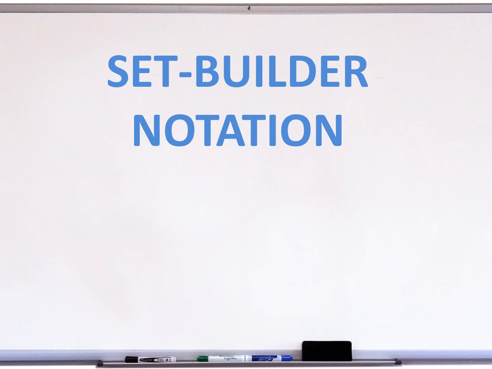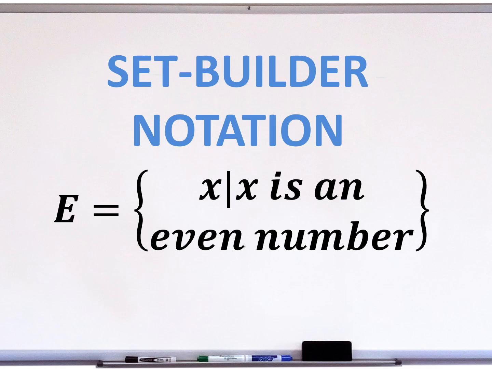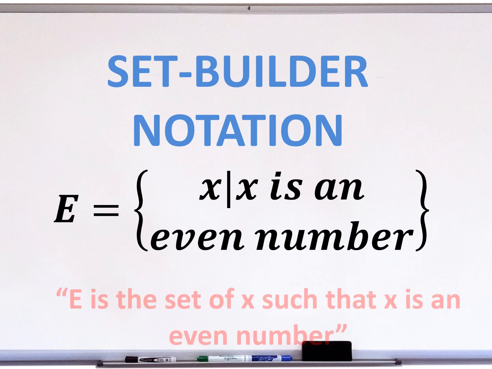If you look at the second example, set E is in set builder notation because of the vertical line. Set E can be read as E is the set of x such that x is an even number.